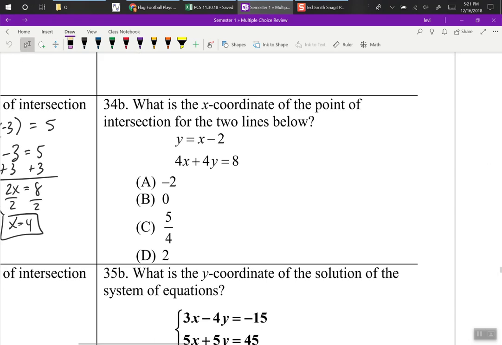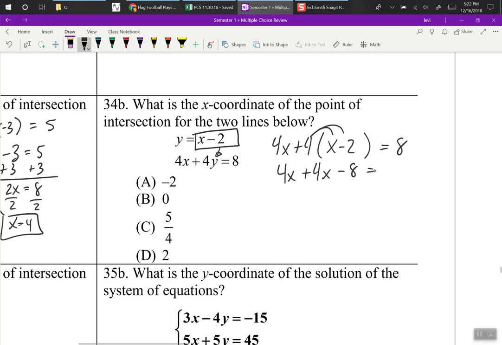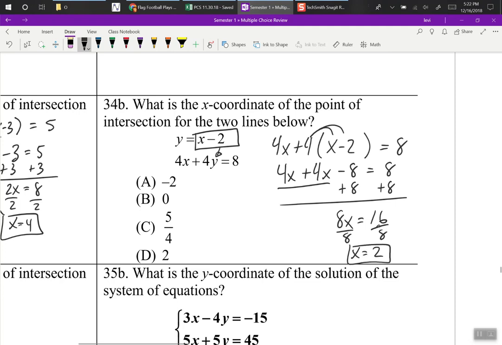34b, the x-coordinate again, so here we've solved for y again. So we'll substitute it in over here. 4x plus 4 times y equals 8. And we're substituting in our value of y, which was x minus 2. We'll distribute. We'll get 4x plus 4x minus 8 equals 8. We'll add 8 to both sides and combine our like terms. And we get 8x equals 16, divided by 8. And so x equals 2. And that's what we wanted, was the x-coordinate.